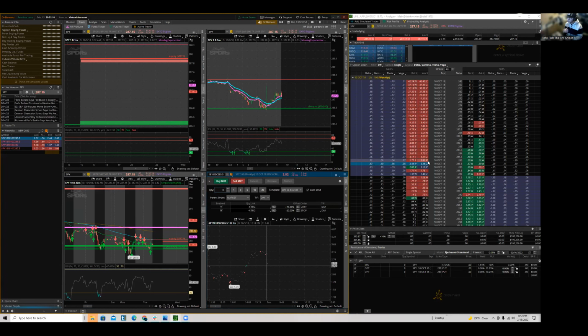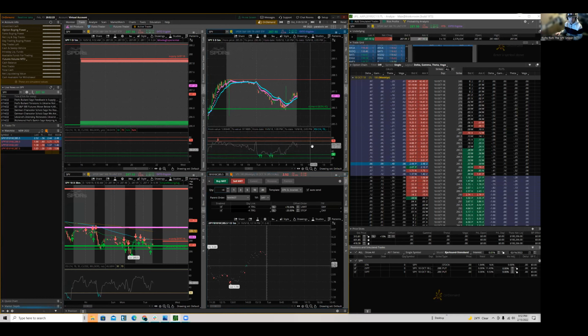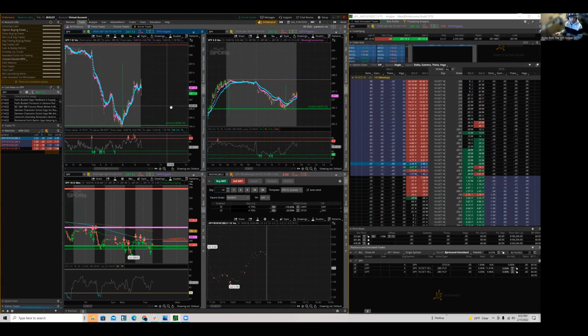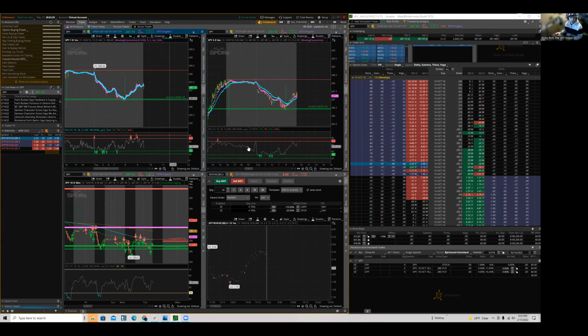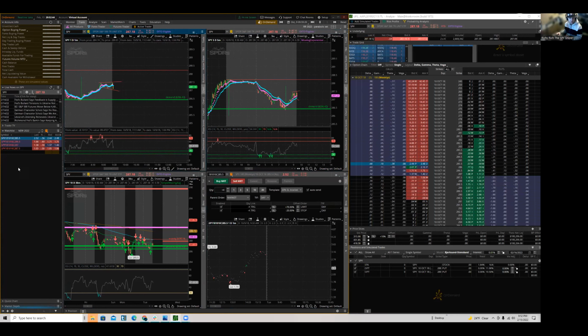Jersey, yep. Okay, so based on what I'm seeing, let's go right here. So this is an expanded triangle. It's a bullish continuation pattern. Let's see if it will actually pan out.